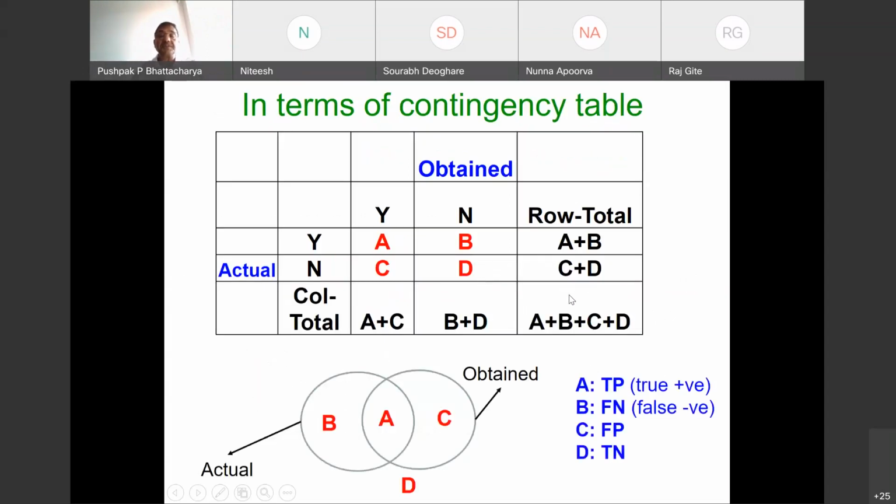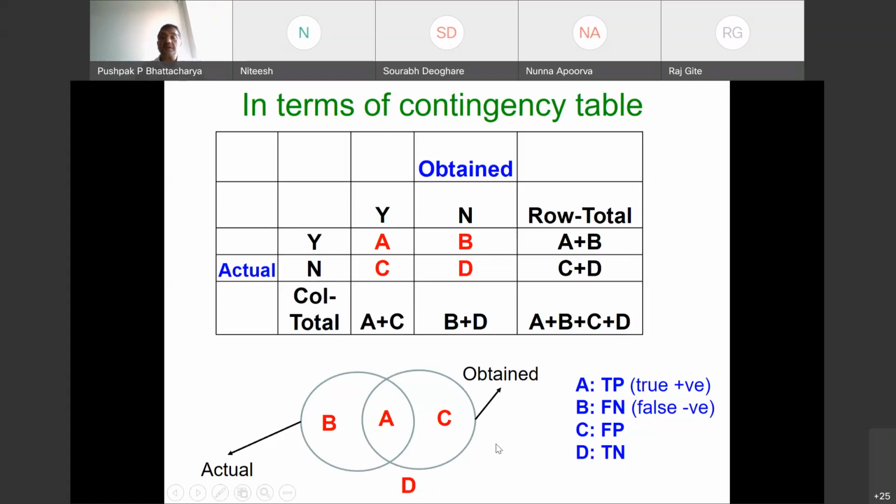This can also be understood in terms of contingency tables. Actual is on the rows. The yeses are A and B. So A plus B is the total number of yeses as per the actual conceptual space. No is C plus D. And obtained is A plus C, and no is B plus D. So A is the number of elements in the intersection set. B is false negative, C is false positive, and D is true negative.